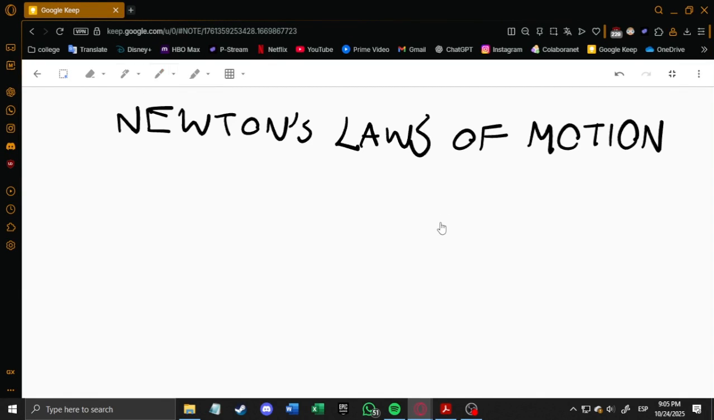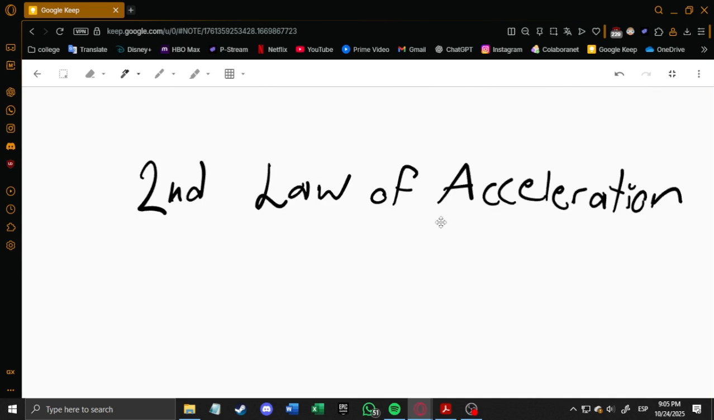Today we're starting with one of physics' most important topics, which is Newton's three laws of motion. These laws help explain how and why everything moves the way it does.